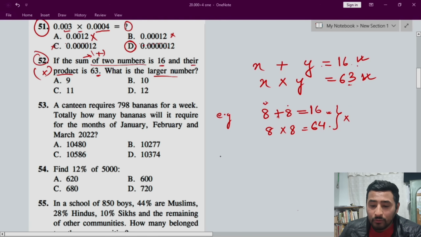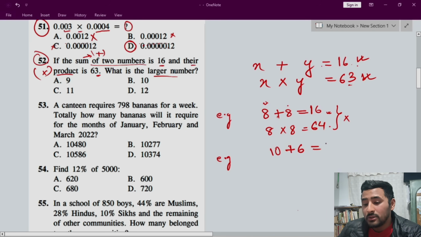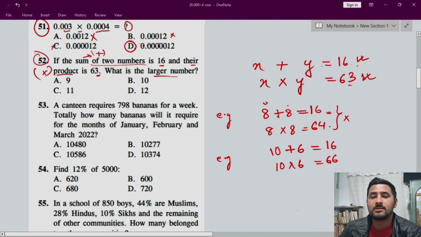Okay, so let's go for another example. Let's see, one number is 10, the other number is 6. If you add these two you'll get 16, but when you multiply these two numbers, 10 into 6 is 60. So what you need is 16 and 63, but you're getting 16 and 60. Again, this will be wrong.